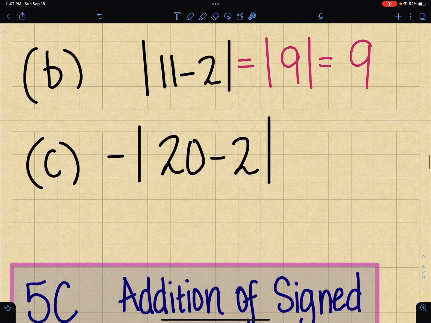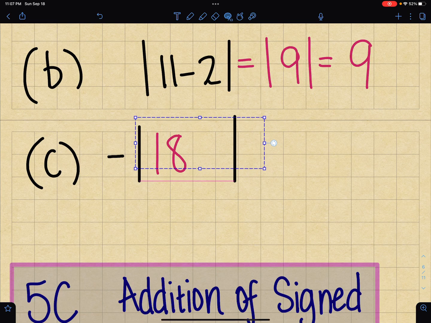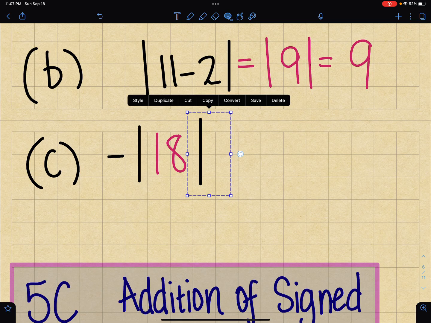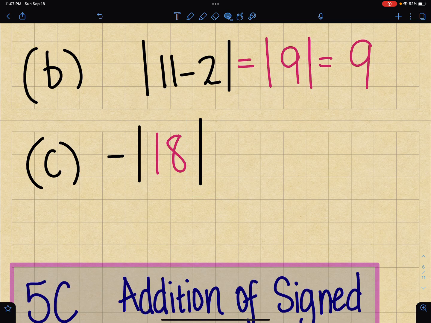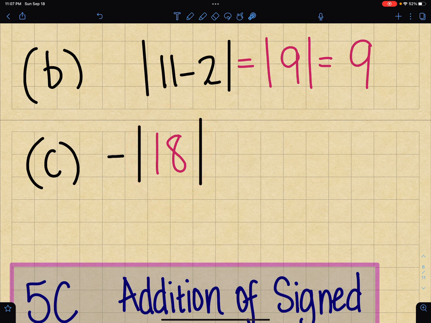20 minus 2, we're going to simplify that to 18. Okay, now the absolute value of 18 is just 18. So it's just a positive 18. But then this negative out here is outside the brackets, so we can't change that. We can only change the sign when it's inside the brackets. If that were a negative, we'd make it a positive. But it's a positive, so we're going to keep it positive. But then that negative outside the brackets makes the answer this.